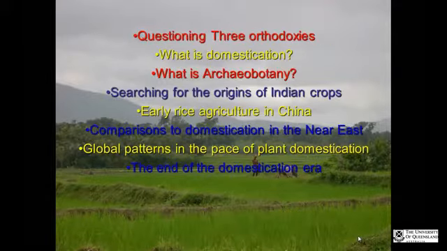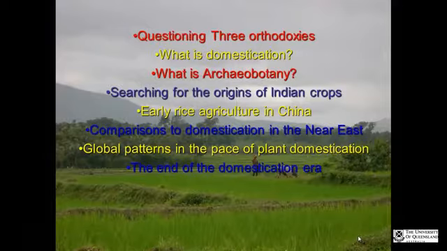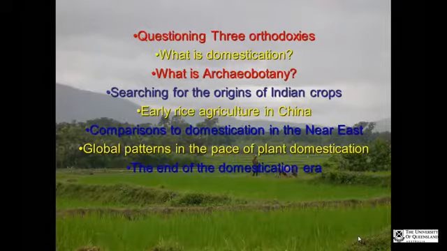So here's a sort of outline of where we're going. I'm going to start by introducing you to what I consider the three orthodoxies of agricultural origins. These are things that I was taught as a student, and I used to teach my students when I first started teaching, but I think that we can question all of them now. And then I'll work through defining domestication, very briefly what it is that I do, archaeobotany, and then we'll go through some quick regional case studies: India, early rice in China, a bit on Western Asia, the Near East, and then we'll look at comparative issues of the pace of plant domestication. And what I'm going to hypothesize represents the end of the prehistoric domestication era.